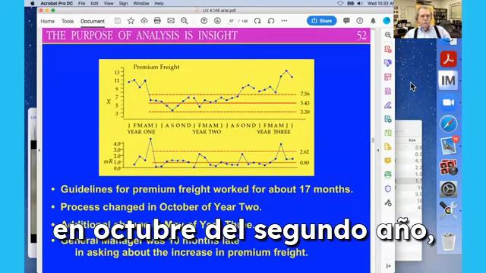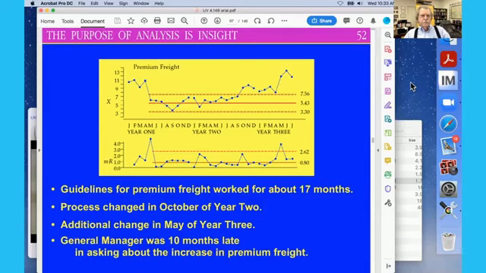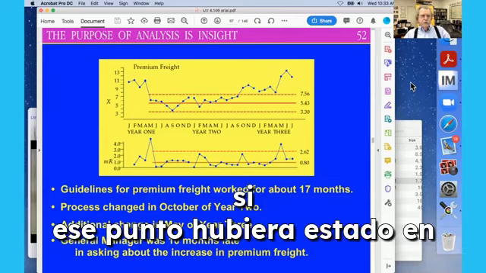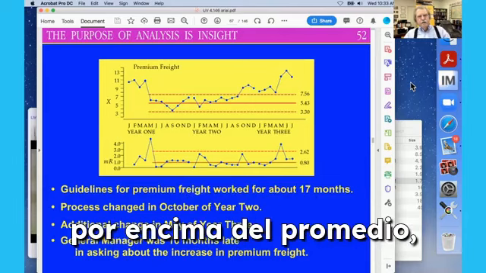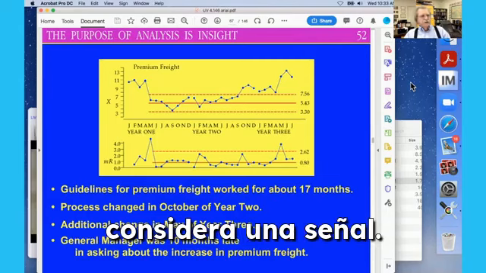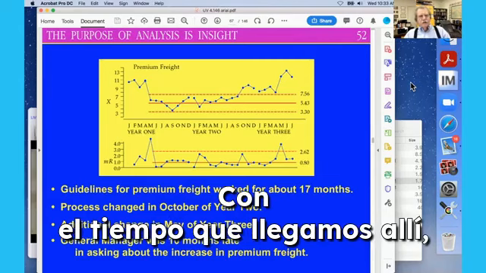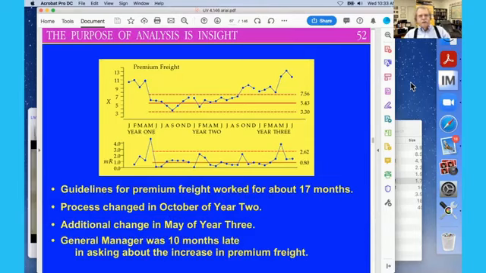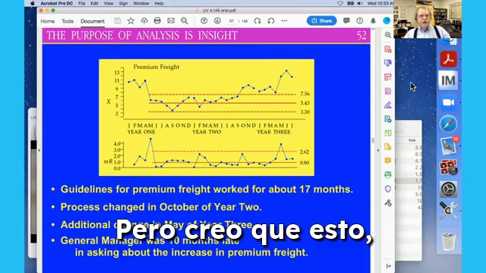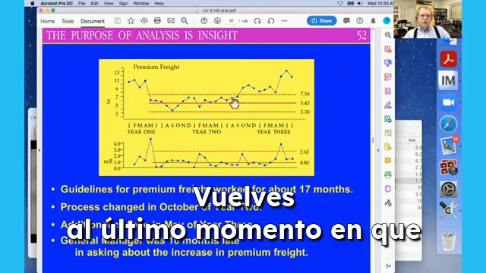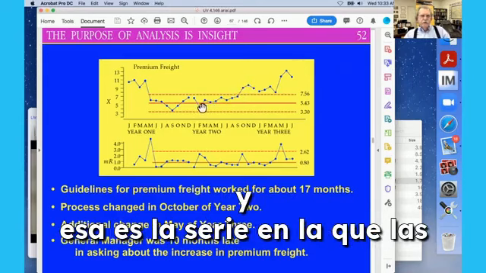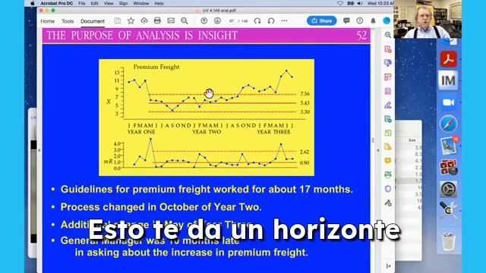Well, October of year 2, if that point had been anywhere above the average, we would have had 8 in a row above the average, which in and of itself is considered a signal. But by the time we got there, they're outside the limits. But you don't just interpret the point outside the limits. You go back to the last time you crossed the central line. And that's the run in which things may have changed. This gives you a broader horizon.